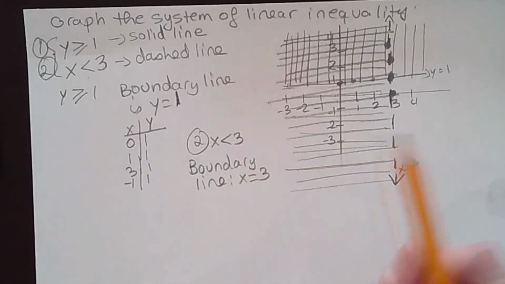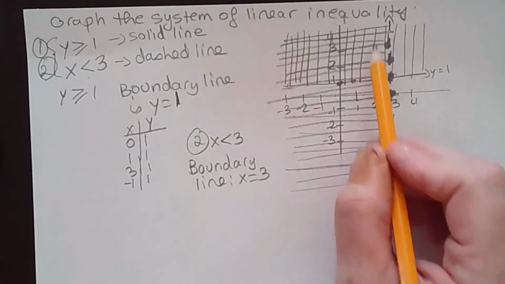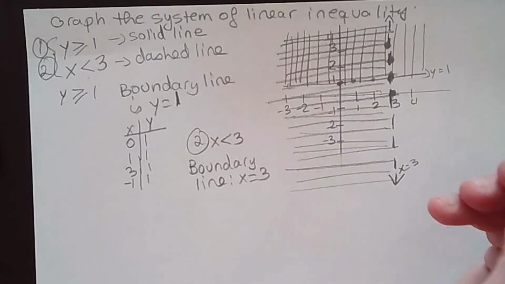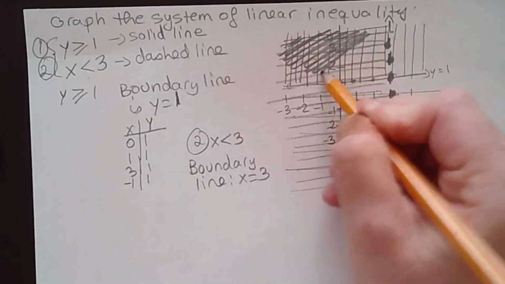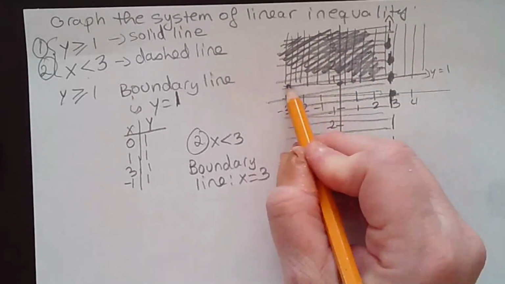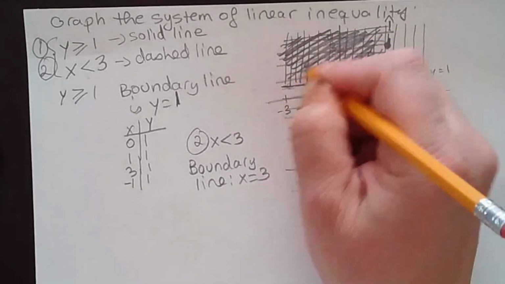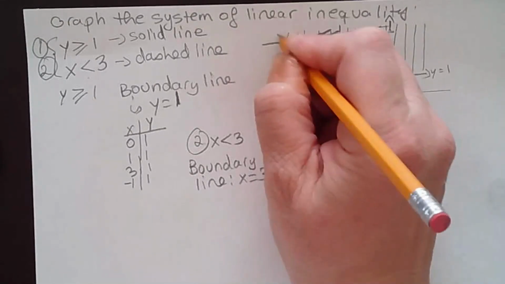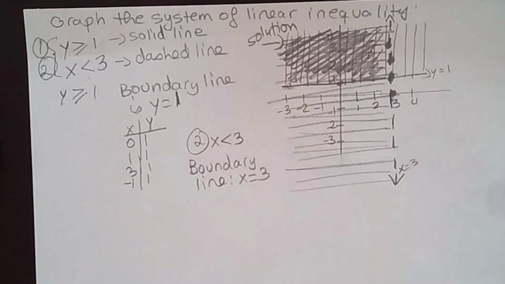Now, what is the solution for the system of linear inequality? Where they intersect, and that is here, where you see the crisscross of the lines. So it's in here. Here's the solution. And here it includes the line, but the dash here does not. But here is your solution, the solution of the system of linear inequality.